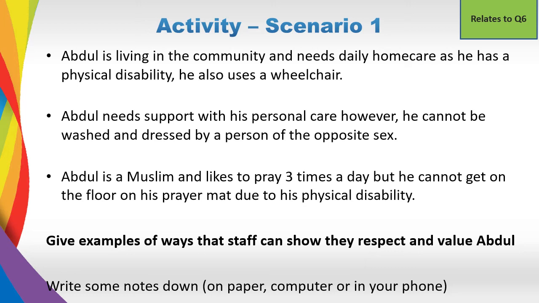So Abdul is your first scenario. Abdul is living in the community and he needs daily home care as he has a physical disability. He also uses a wheelchair. Abdul needs support with his personal care, however he cannot be washed or dressed by a person of the opposite sex. Abdul is Muslim and likes to pray 3 times a day, but he can't get on the floor any longer on his prayer mat because he's got a physical disability. So think about ways that Abdul could be respected and valued by the care staff. Just make some notes.